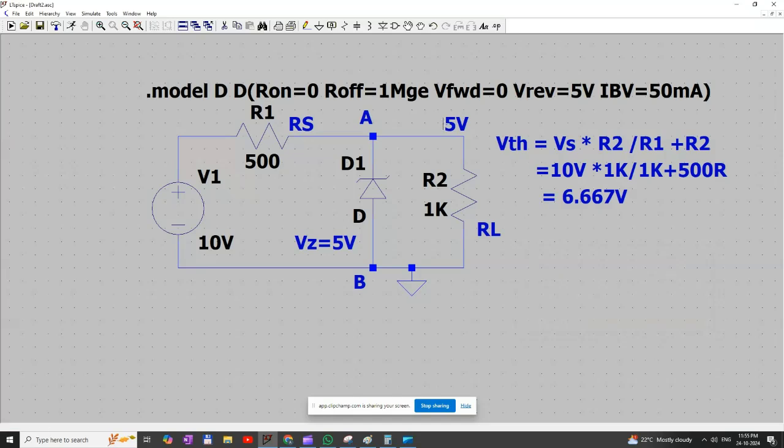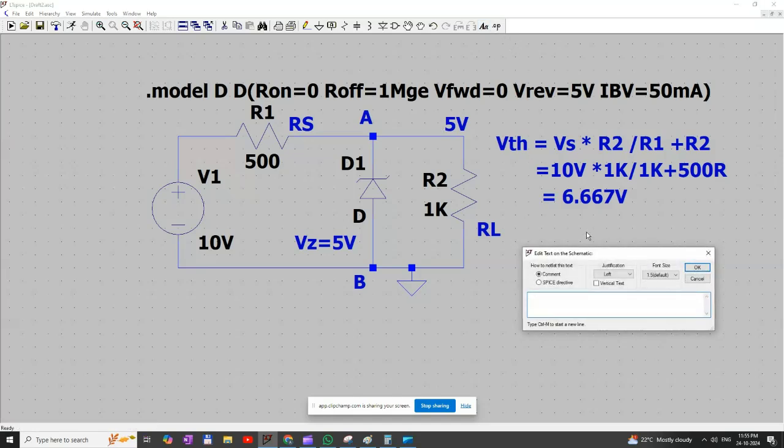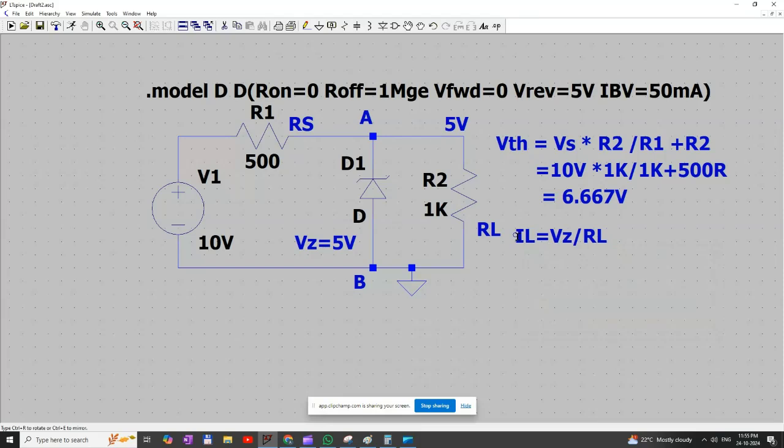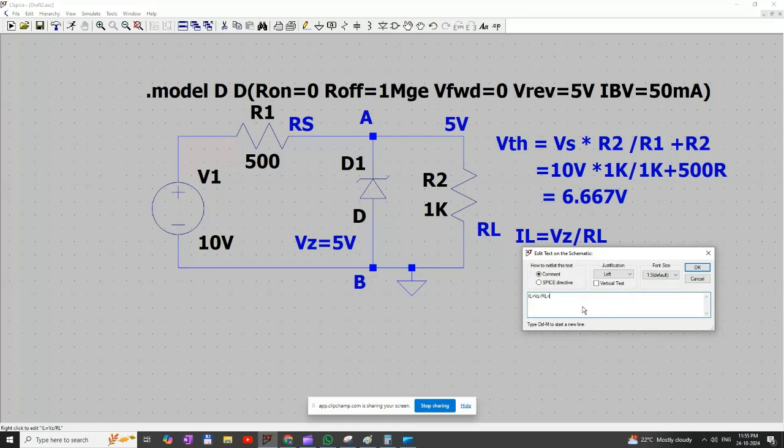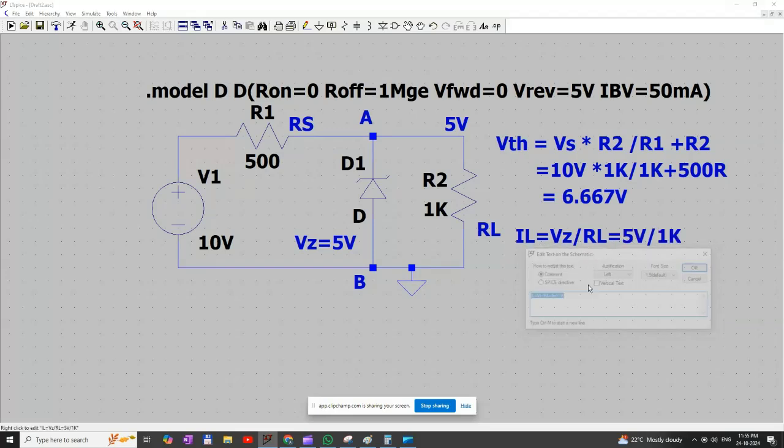Now we can find the current across the load. The current across the load IL is equal to Vz divided by RL, which is equal to 5 volt divided by 1 kilo ohm, which is equal to 5 milliamps. So the current through the load is 5 milliamps.